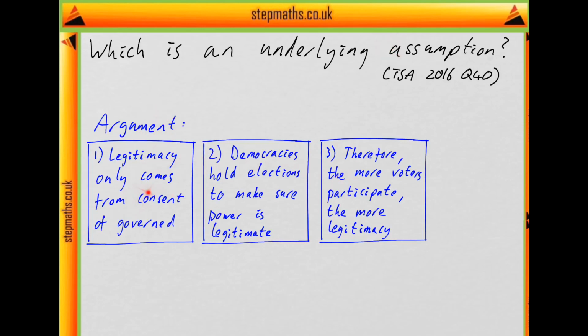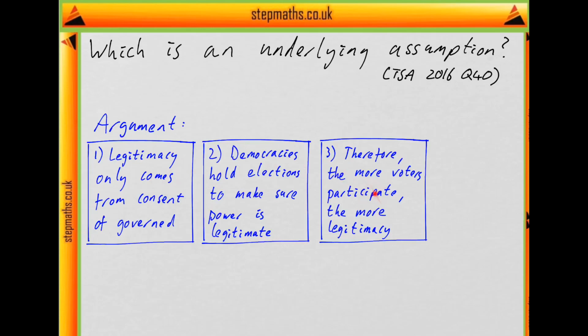It's very simple. First it says legitimacy, which it defines as the right to use state power, but we don't actually have to care about what it means. So legitimacy is only derived from the consent of the governed, so the people in the country. Next it says in democracies, regular elections are held to ensure that power is legitimate. Then it says therefore, so this is meant to follow from the previous two, the more voters participate in elections, the more legitimate the system is.